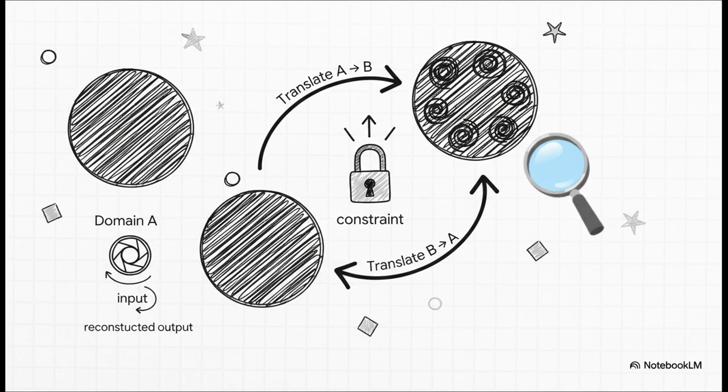In the world of machine learning, this idea has a name. It's called cycle consistency. It's this simple but really profound rule that says if you go from domain A to domain B, and then you come back from B to A, you should end up right where you started. This one single rule is the key that unlocks this entire process, and it's the foundation of a famous algorithm called CycleGAN.